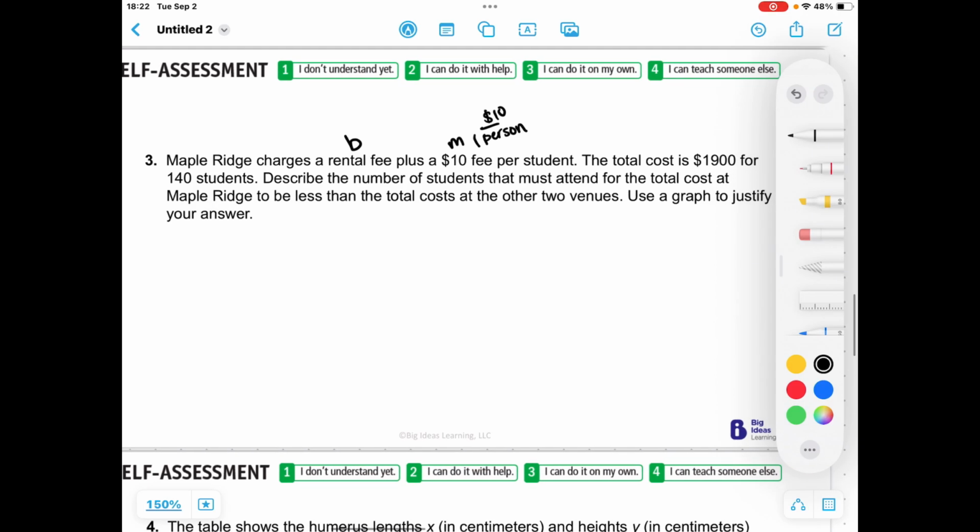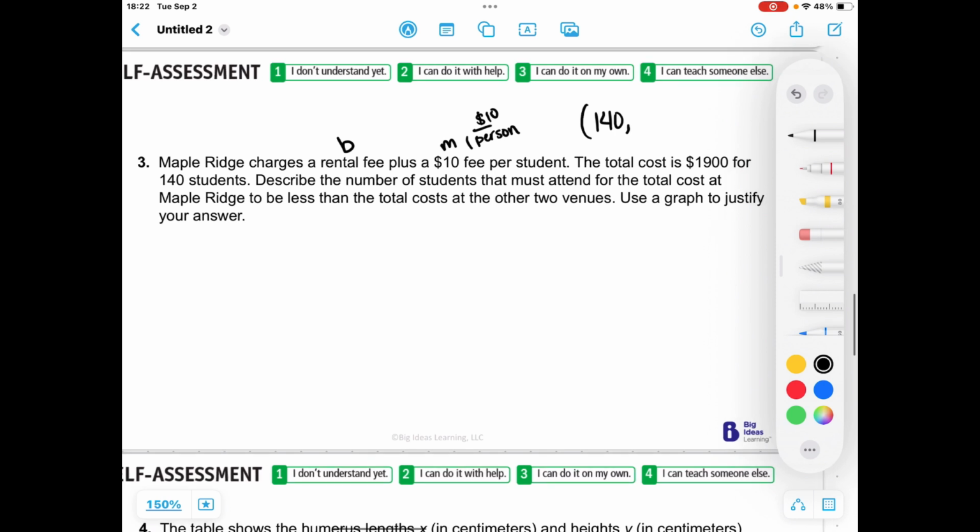We are told that the total cost is $1,900 for 140 students. What this means is that if 140 kids show up, our X value is 140, it will cost a total of $1,900. Now, that is fine. That is a great starting price because what this tells me, I have an M and I have a point. I can find my B. I can find that y-intercept using what I have.